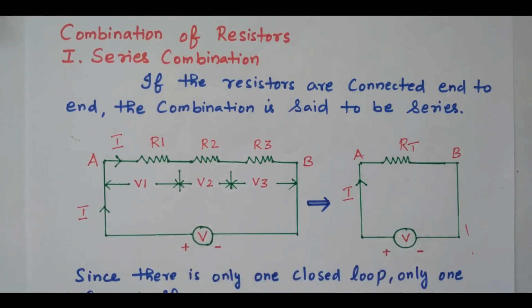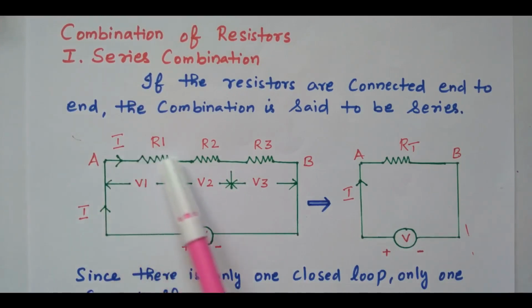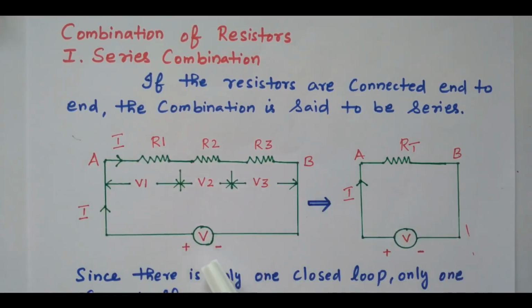So the 2 important things: one is that the current is equal in all the resistors. Second, the applied voltage V equals the sum of V1, V2 and V3, that is V equals V1 plus V2 plus V3. So these 2 are important points in the series combination. These 3 resistors can be converted into a single equivalent resistance, the total resistance between the terminals A and B. Now we will see the expression for the total resistance in the series connection. How will you find the total resistance?